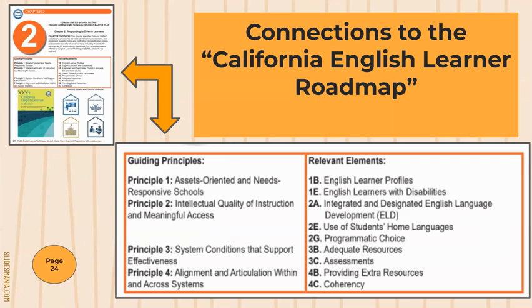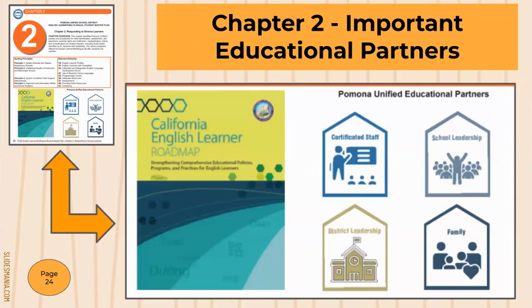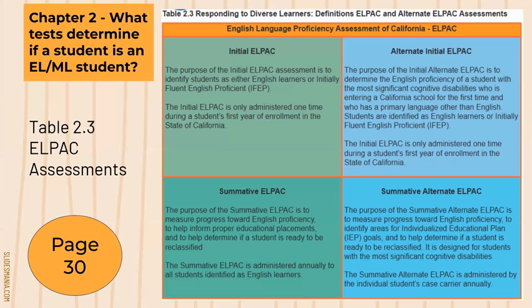And this is still page 24 of the master plan. We talked about this a little bit. Again, the references to our partners and to the California roadmap. So there are a lot of really important parts of this chapter, but we're going to start with page 30. Page 30 tells us about our LPAC assessments.